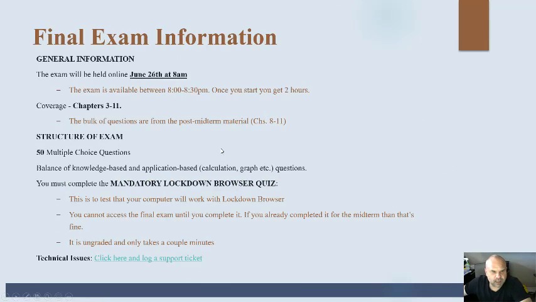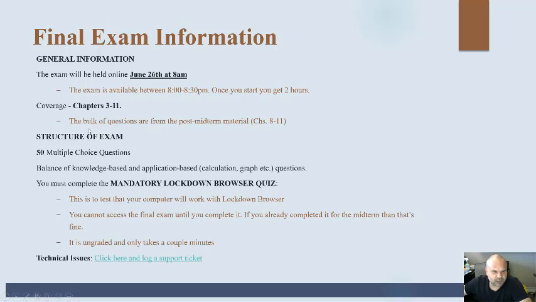So the exam is going to be held this Friday, June 26th, sharp at 8 a.m. It's available between 8 and 8:30 a.m. After that, you won't be able to get in, so you need to get in before 8:30. I prefer you to get in right at 8 a.m. Once you're in, you have 2 hours to complete the test.